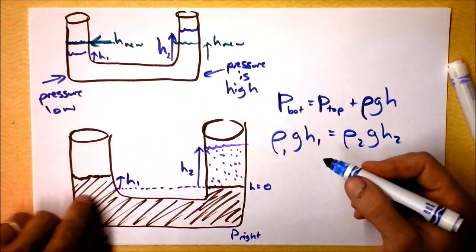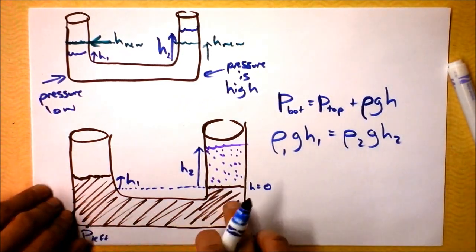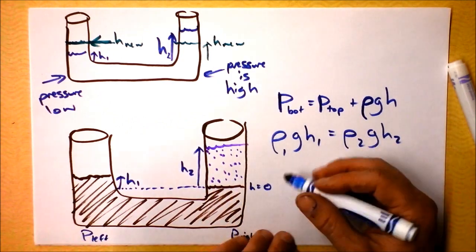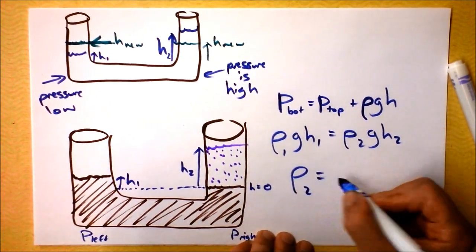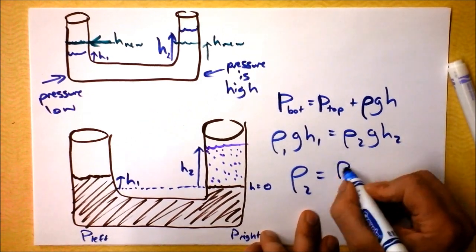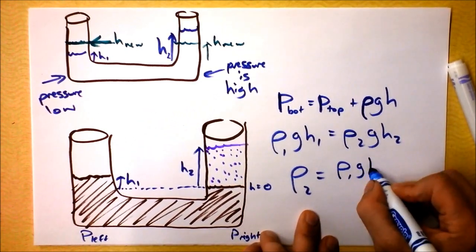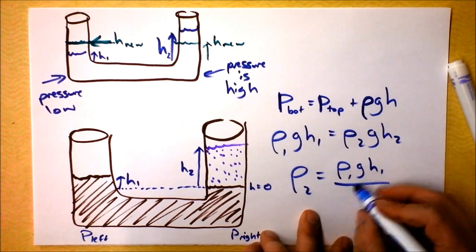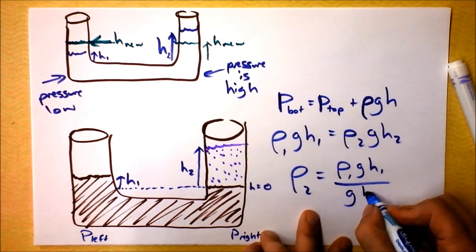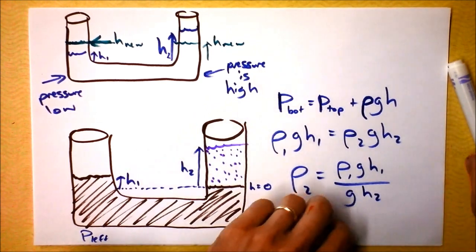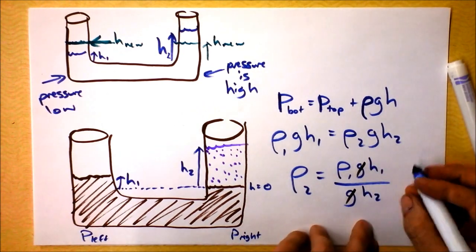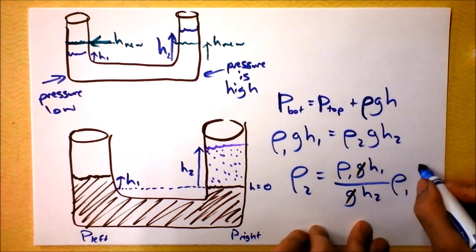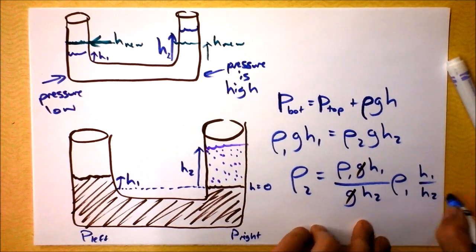If we wanted to find the density, let's say we know the density of this dense thing. If we wanted to know the density of the thing that is light, fluffy, and airy, we'd say density 2 is density 1 times g times h1 divided by g times h2. And these are going to cancel out, and it's simply the density of the first fluid times h1 over h2.